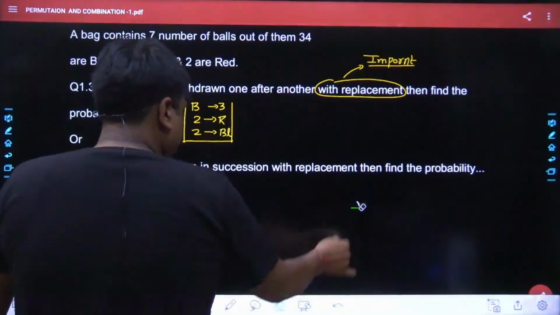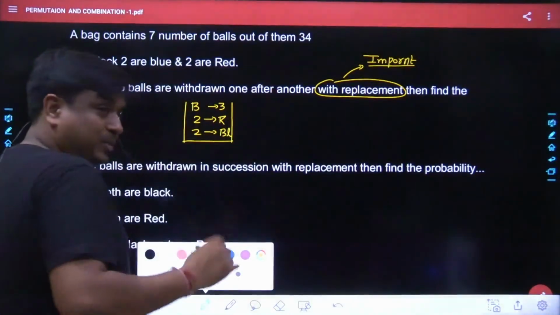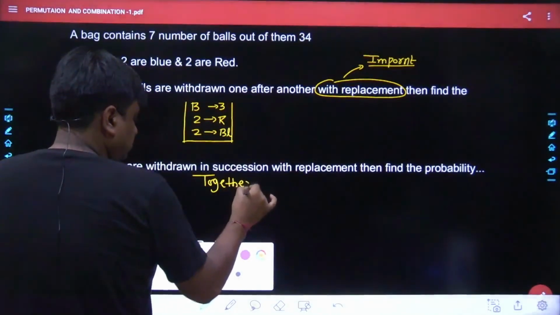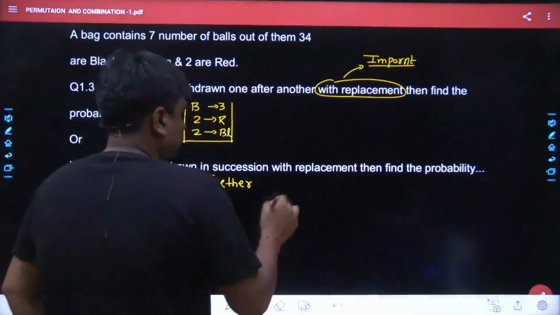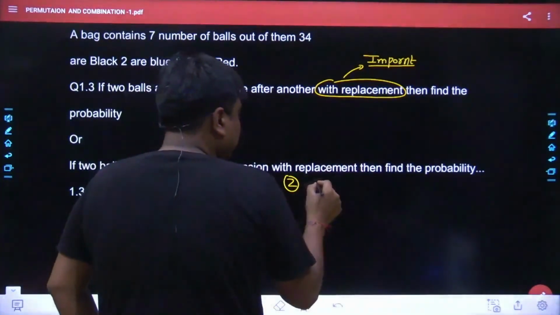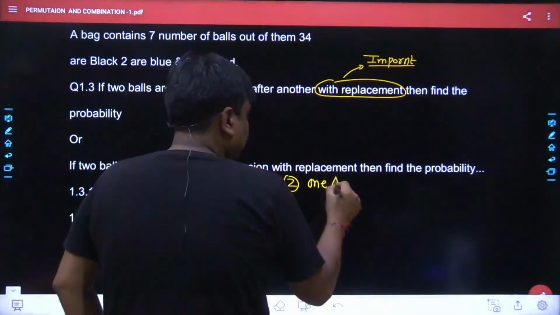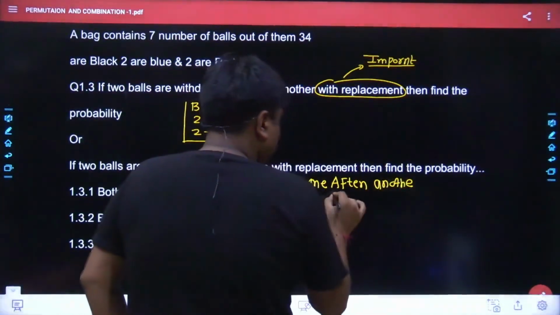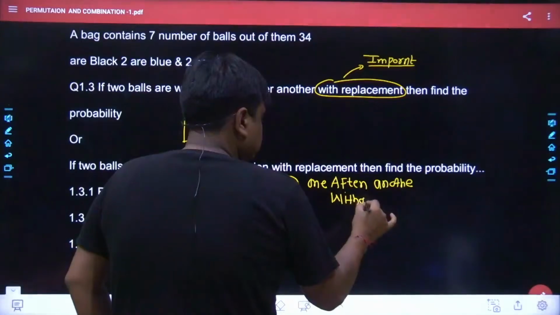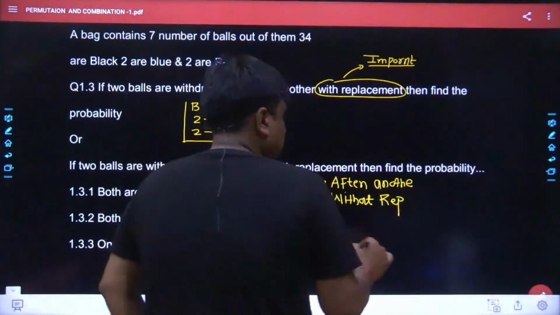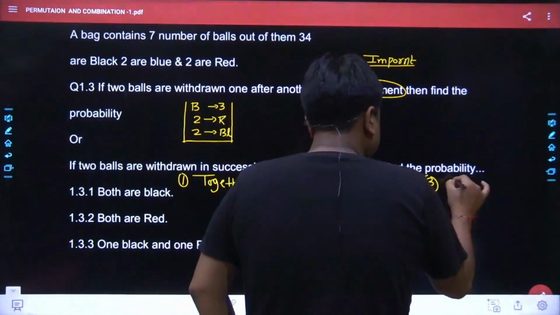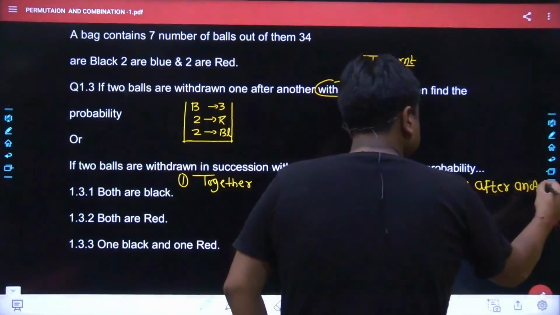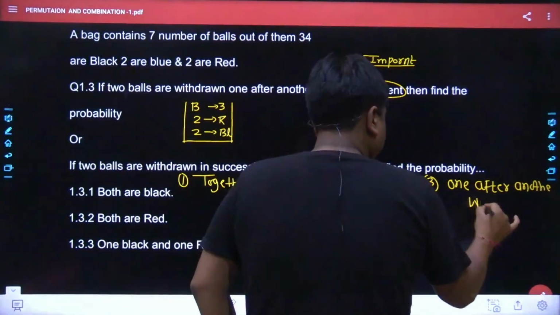Both are black. This could have been a problem when both of the balls are being selected simultaneously or together. This could have been the first question. The second question has been one after another without replacement. The third pattern of selection could have been in succession, that is mean one after another with replacement.